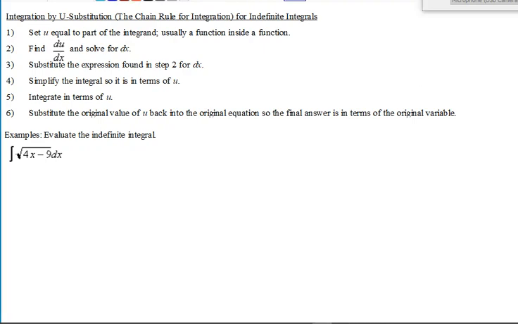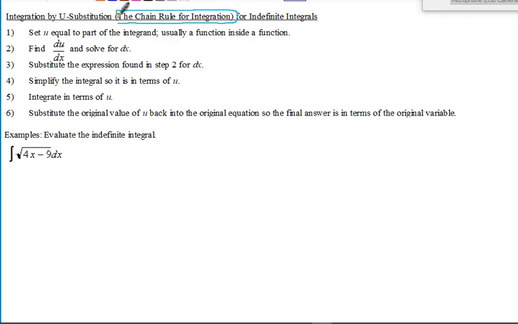And notes for AP Calculus on the topic of integration by U substitution for indefinite integrals, and we'll also go over how to use integration when separating variables to find a particular solution. So U substitution is kind of like the chain rule for integration.